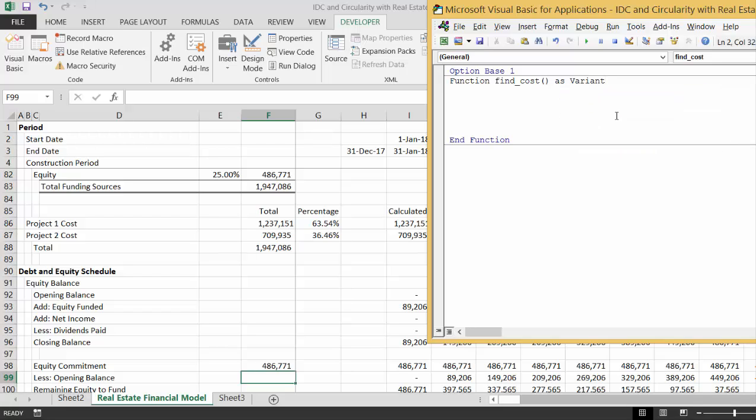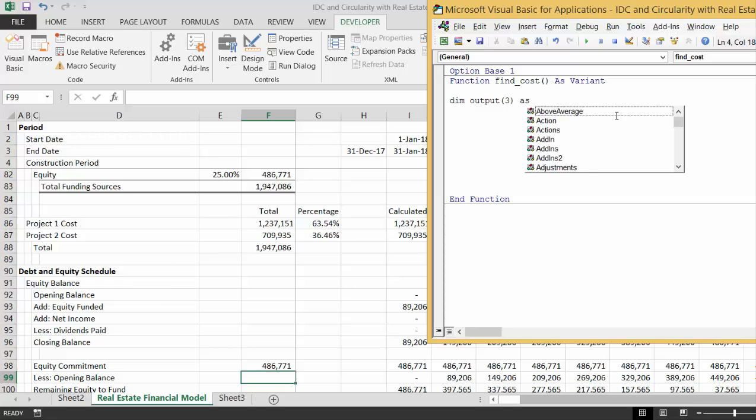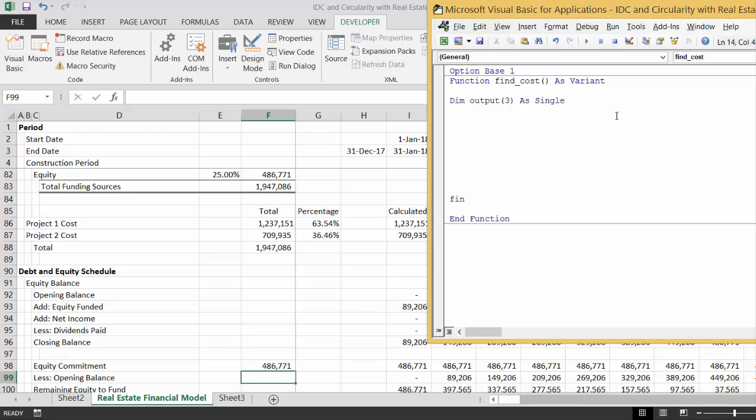Now, when we are going to have a function, we'll make it as a variant, and what that will do is it will allow us to put 3 things out. So then we'll put a dimension. How about we'll call it output, just because I've been calling it output in other things. And I will put 3 outputs. Okay, and then at the very end of the function, we'll put find cost equals outputs. So that's the first painful kind of thing.